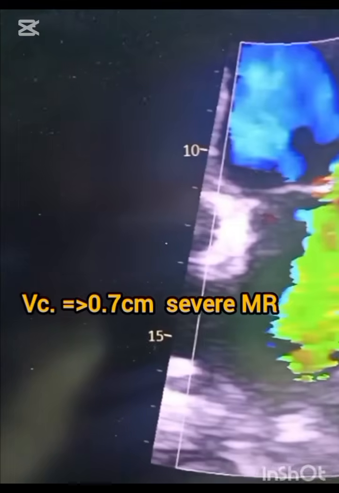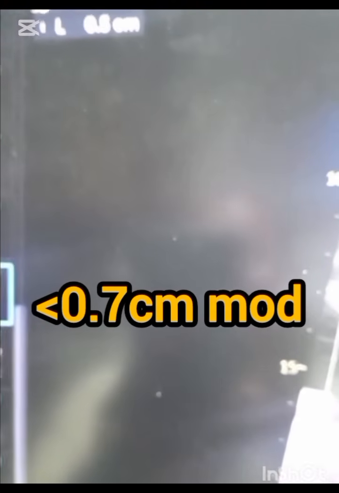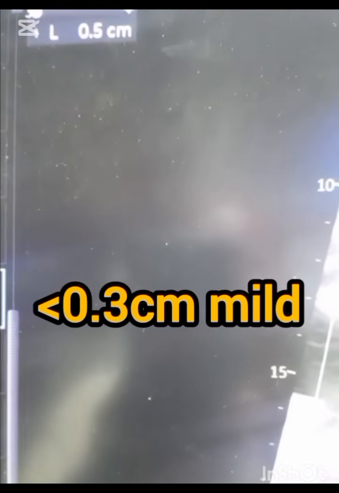If it is 0.7 centimeter or more, it is consistent with severe MR. Less than 0.7 will be considered moderate, and less than 0.3 will be mild.